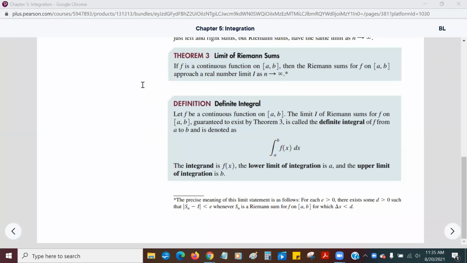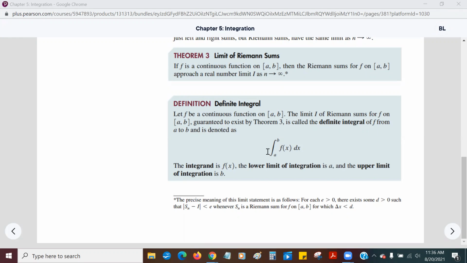Hi, everybody. This is part two of section 5.4, and we're going to transition from Riemann sums to what we call the definite integral. The difference between a definite and an indefinite integral, visually, is that the definite integral has a number down on the bottom and a number up on top, and that's the interval that we're looking at the integral over.